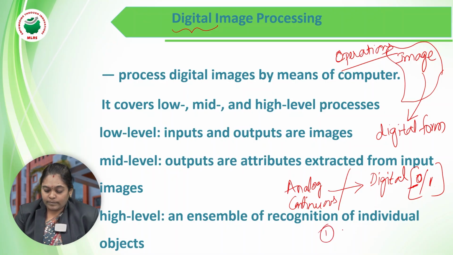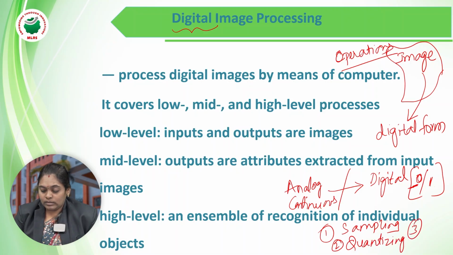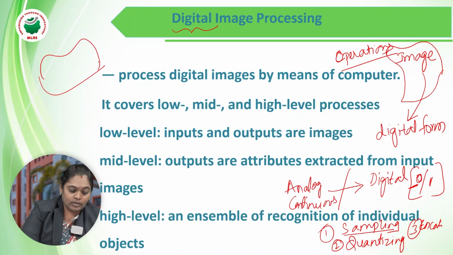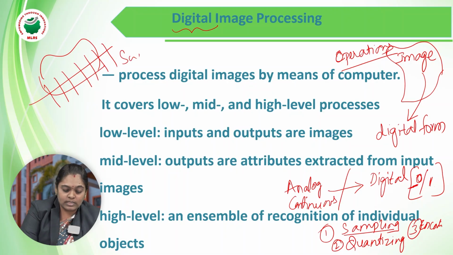In order to convert an analog or continuous image into a digital image, I need to undergo basically three different steps. One is sampling, second is quantizing, and third is encoding. Sampling is nothing but taking this image and partitioning only in the x-axis. You are converting a continuous time signal into discrete time values, which is called sampling.